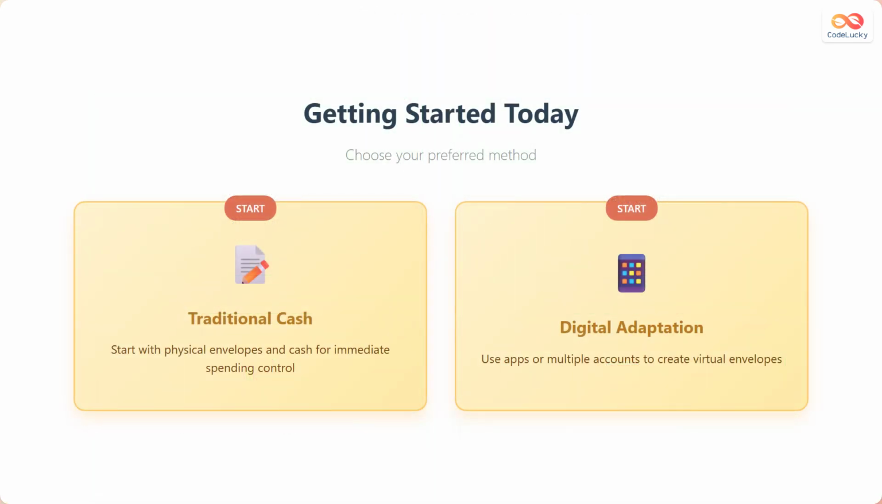You can start envelope budgeting immediately using either approach. If you prefer the traditional cash method, withdraw your next paycheck in cash and set up physical envelopes for your main spending categories. This gives you immediate, tangible spending control. Alternatively, choose a digital adaptation that fits your lifestyle. Download a budgeting app, open additional bank accounts, or create a simple spreadsheet. The key is starting with whichever method feels most comfortable and sustainable for your daily routine. Remember, the best budgeting system is the one you'll actually use consistently.